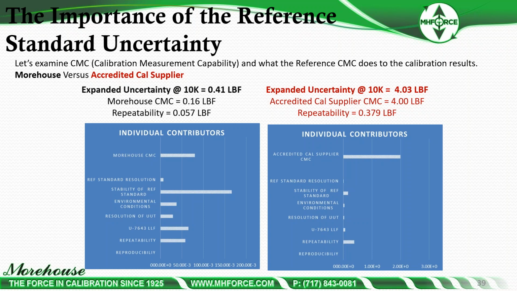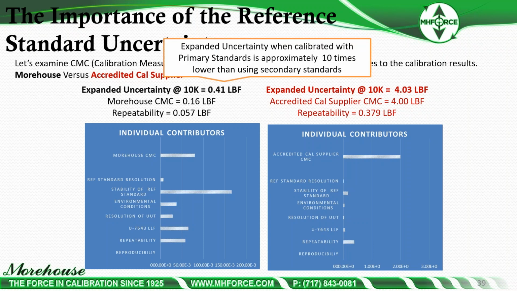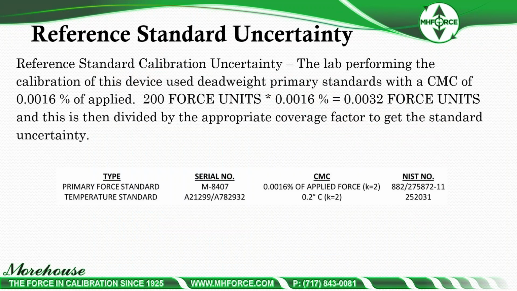Then we took it over and we did it in another machine, and things changed. Repeatability wasn't as good. And if we used secondary standard instead of primary standard, we got expanded uncertainty of 4.03 pounds instead of the 10. So what we saw is basically at capacity at 10,000 pounds, the expanded uncertainty when calibrated with primary standards was approximately 10 times lower than if using secondary.